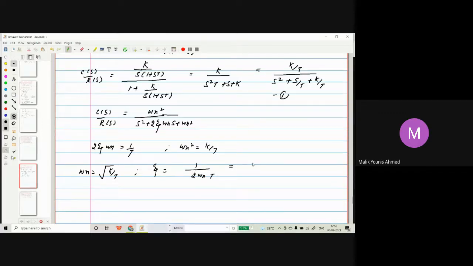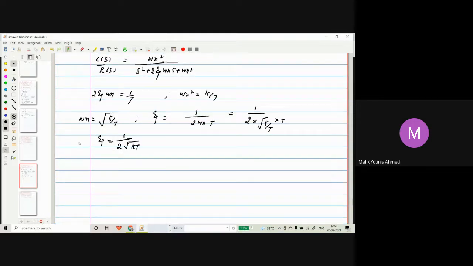So I can put the value of omega n here: 1 by 2 into omega n, which is under root k by t, and we have t here. So that is the value of xi we are getting. One of the t gets cancelled under the root, so it will be 1 by 2 under root of kt. This is the value of xi we are getting from here.